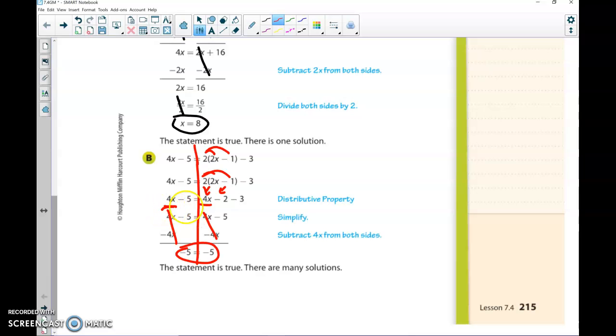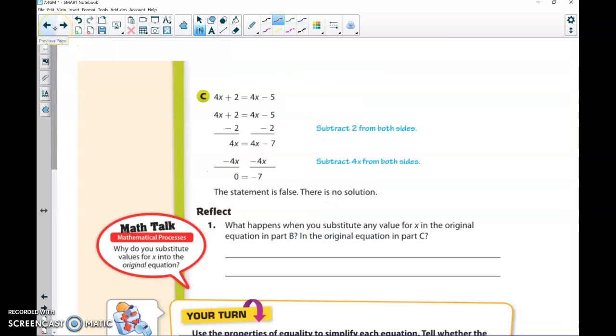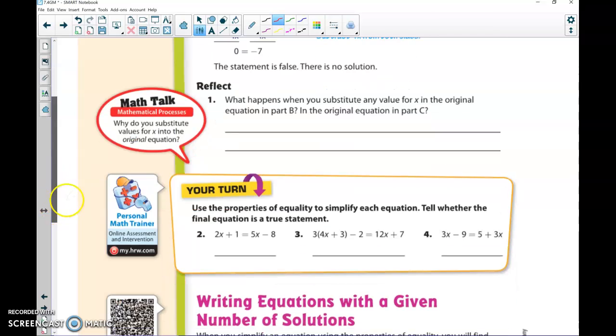So most of us probably could have stopped right here. Once you see 4x minus 5 and 4x minus 5, then you could see everything's the same. So you can kind of see that it's going to be a many solution, but the book worked it out one more step.